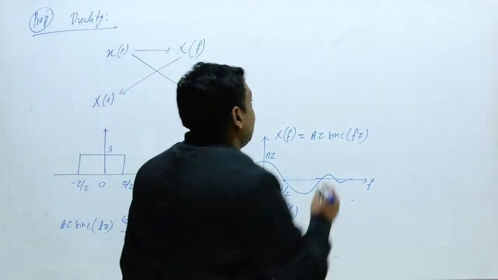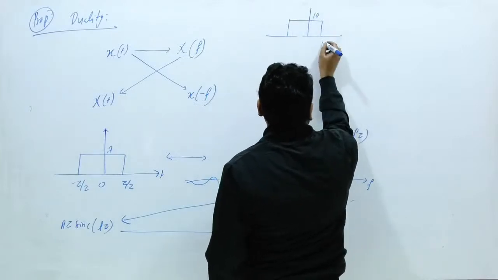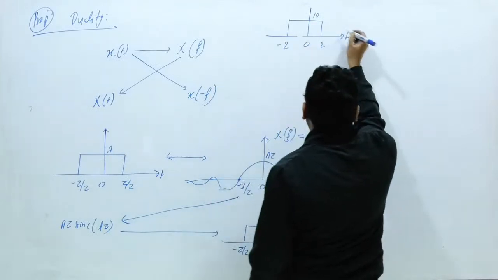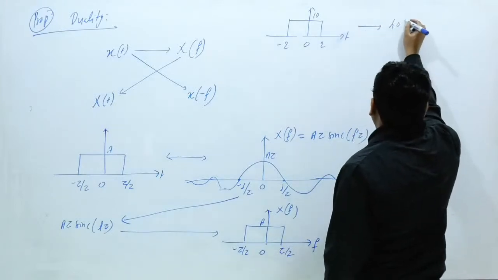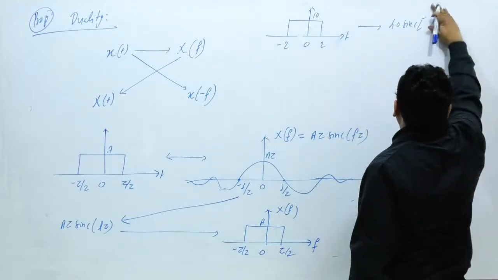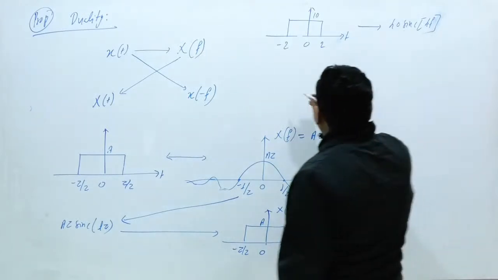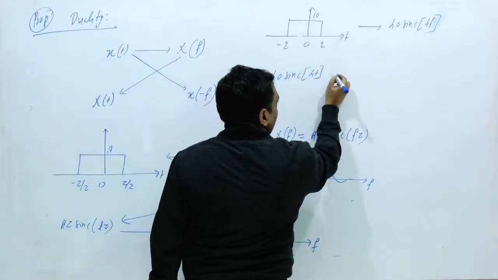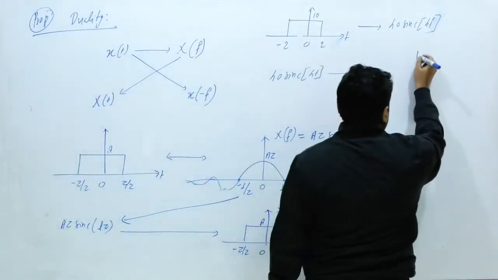Now I am going to take one example. Suppose, for example, this thing is given. This is 10. Suppose this is 2, this is minus 2, and this is 0. What is this Fourier transform? This Fourier transform is 10 into 4, so this is 40 sinc(4f), with width 4. You can write 4f like this. Can I write that? Now, what will be the Fourier transform of 40 sinc(4t)? It is nothing but the same shape.